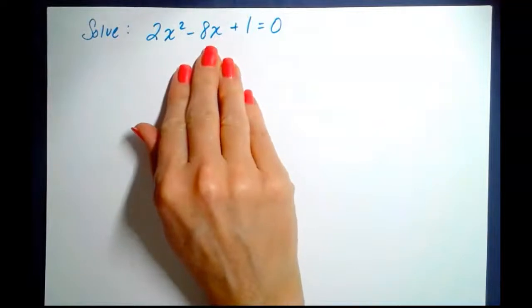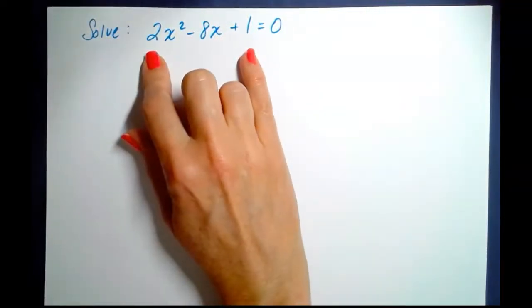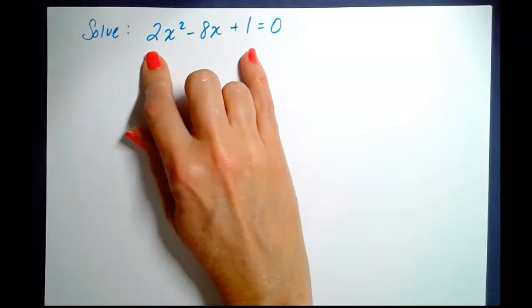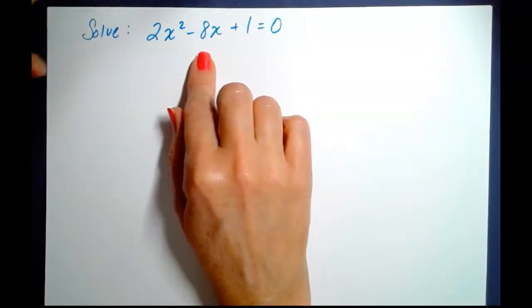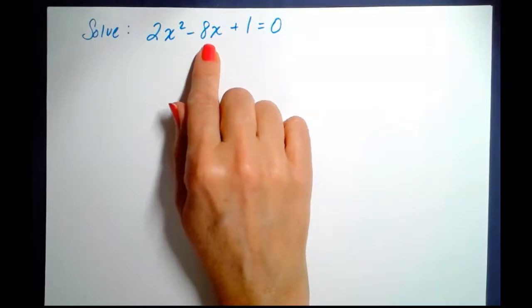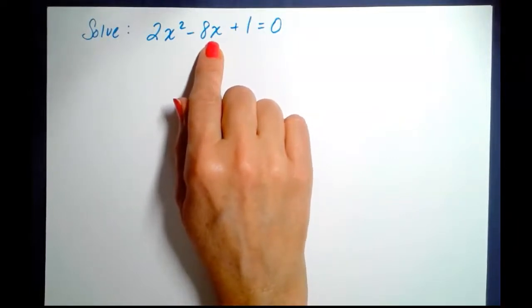So first of all, we can take a look at this and see that it's not factorable. We have 2 on the front and 1 on the back, and there's no combination of 2 times 1 and 1 times 1 that's ever going to add up to 8. So this is clearly not factorable. It's also not a good candidate for the square root property because it has a linear term, or an x term. So we need something different.